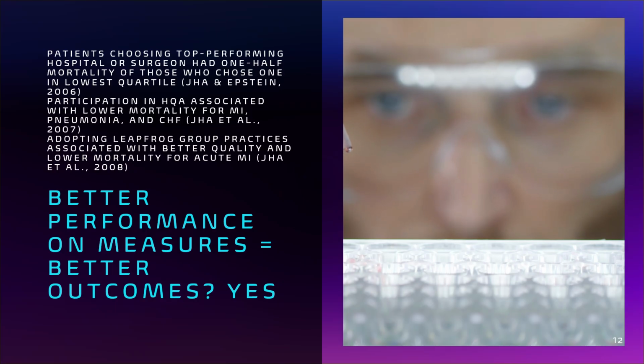So we also see this in national initiatives. Hospitals that participated in the Hospital Quality Alliance showed lower mortality rates for conditions like myocardial infarction, pneumonia, and congestive heart failure. And that tells us that aligning with standardized measures and accountability structures really does move the needle on outcomes. Another example comes from the Leapfrog Group, a coalition that promotes patient safety and quality standards. Hospitals that adopted Leapfrog practices demonstrated better quality and lower mortality for acute heart attacks.